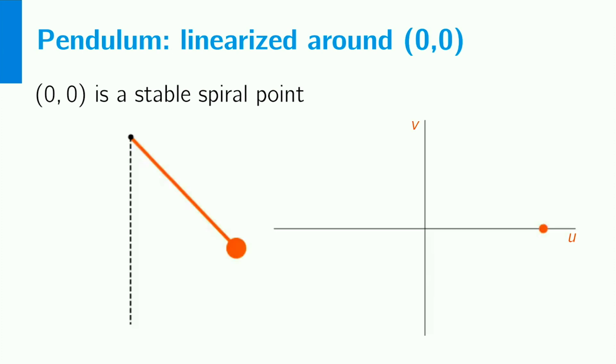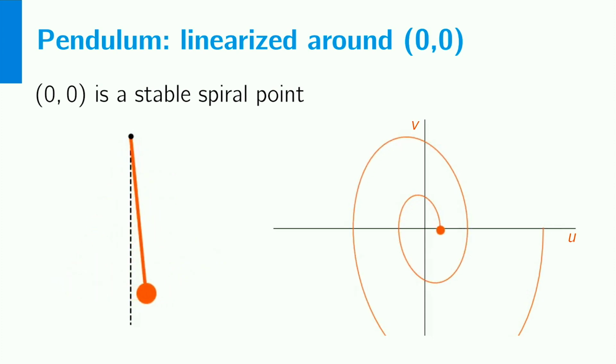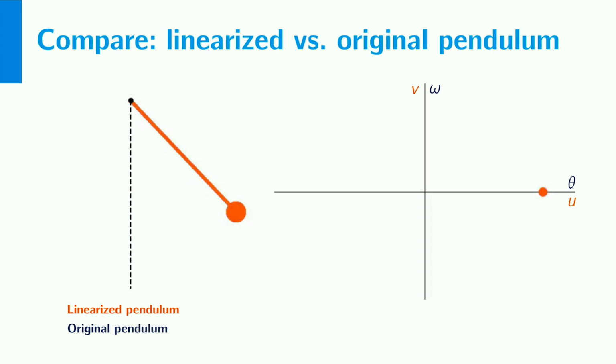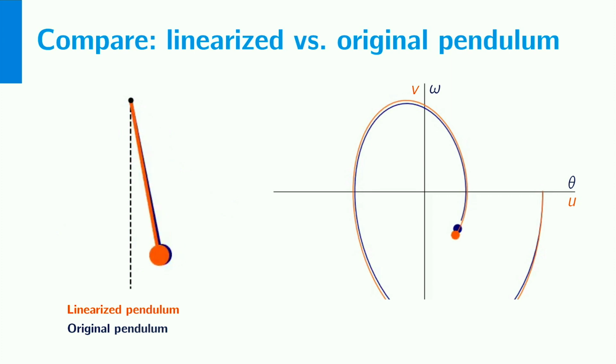Here you see the linearized pendulum in the phase plane. The solution curve spirals towards the origin. And the graph of u versus time also shows a damped oscillation, just as we expect. Now compare the linearized solution in orange with the original nonlinear one in blue. You see that the linearized pendulum is moving only a little differently from the original one.